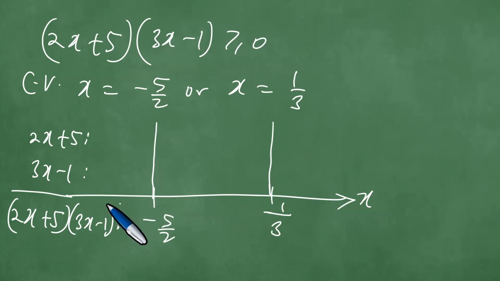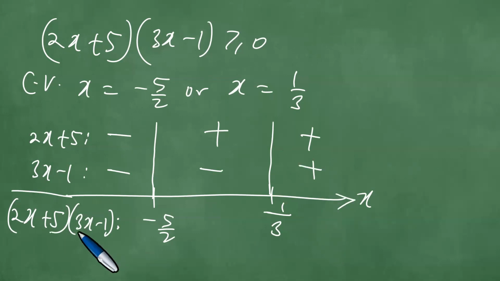So less than minus 5 over 2, any negative number, maybe minus 100. If you put it here, this is going to be negative, like minus 10. 3 by minus 10 is minus 30, minus 1 is minus 31, negative. Between a negative number and a positive number on the number line, take a 0. 0 plus 5 here is going to be a positive number, so this is positive. And putting a 0 in the place of x, 3 times 0 minus 1, 3 times 0 is 0, minus 1 is a negative. Any number bigger than 1/3 can be any random number, maybe even 5. 2 times 5 plus 5, it's positive. 3 by 5 is 15 minus 1, it's positive.